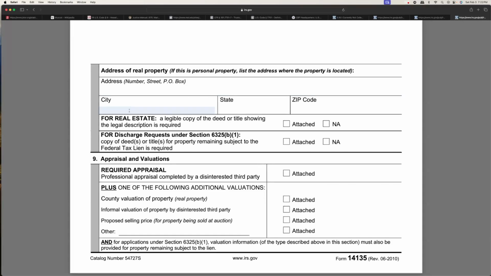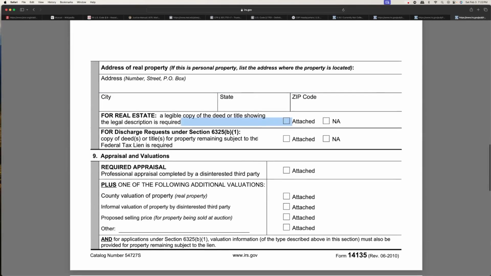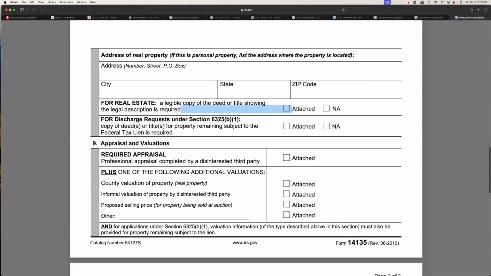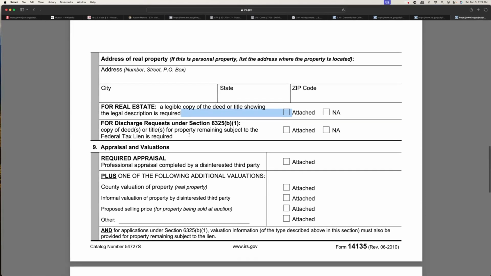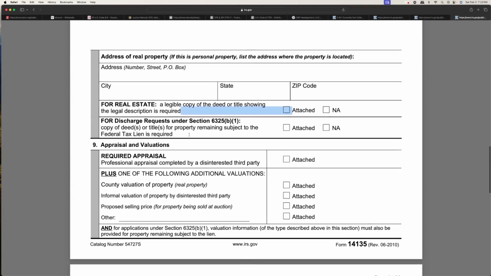But in this example for real estate, there's a difference. Real estate, and there's a difference for real property. And there's also the term in property real. Look that up. So a legible copy of the deed or title showing the legal description is required. You would hit that, make it attached. For discharge requests under B1, a copy of the deed or title for property remaining subject to the federal tax lien is required. So you'll check that off, okay? A copy of it. Also give a copy of the actual tax lien that they're talking about.